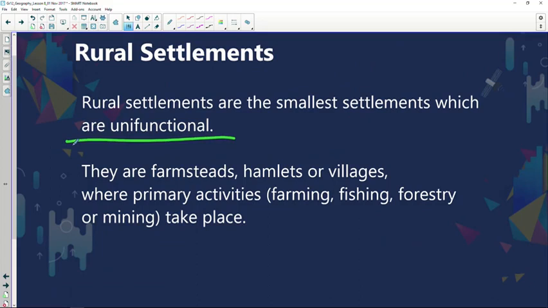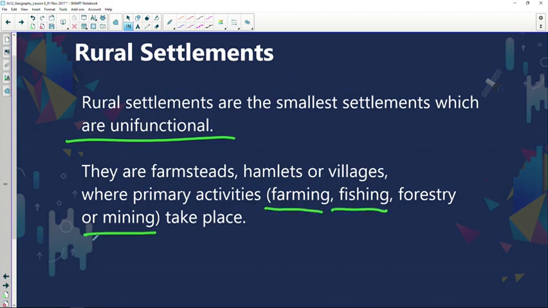But right now, what are we going to do? We're going to focus on rural settlements. And like we discussed, the main function over there is primary activities. Like we've mentioned before in the previous slides, it's unifunctional, mostly one function. Primary activities, for instance, farming and forestry. Now, where do we find these primary activities? Usually where there's farming taking place, fishing, or mining.